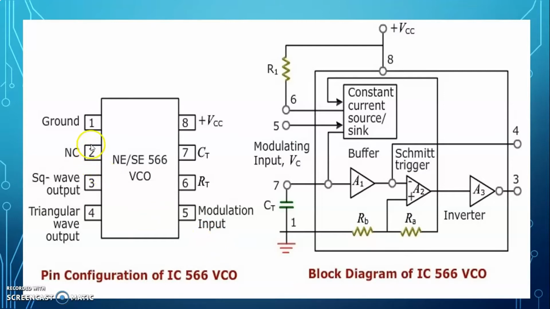Pin number 1 represents the ground. All the terminal voltages are measured with respect to ground. Pin number 2, no connection. Pin number 3 is the square wave output. Pin number 4, triangular wave output. Pin number 5, modulation input. Pin number 6, external resistor RT. Pin number 7, external capacitor CT. Pin number 8, supply voltage.